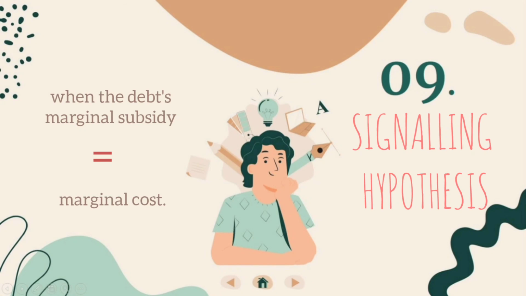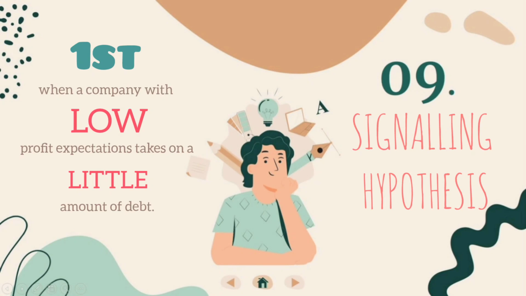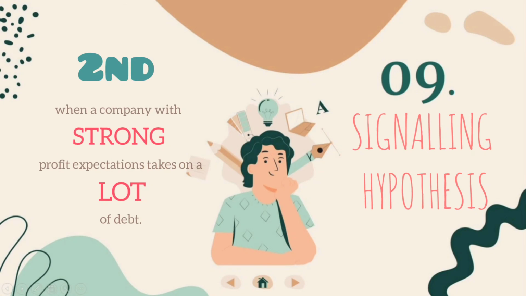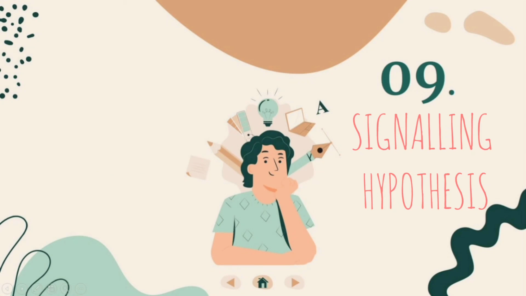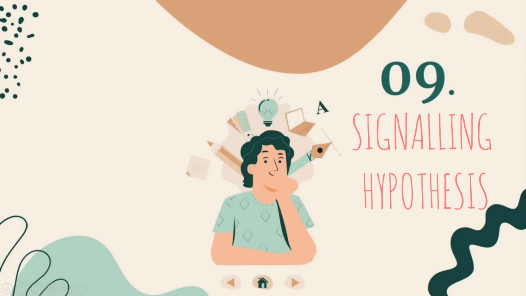Debt is viewed by investors as a sign of a company's worth. There are two requirements. The first is when a company with low profit expectation takes on a small amount of debt. The second scenario is when a company with strong profit expectation takes on a lot of debt. A management may take on more debt than is necessary in order to trick investors into paying higher long-term costs.